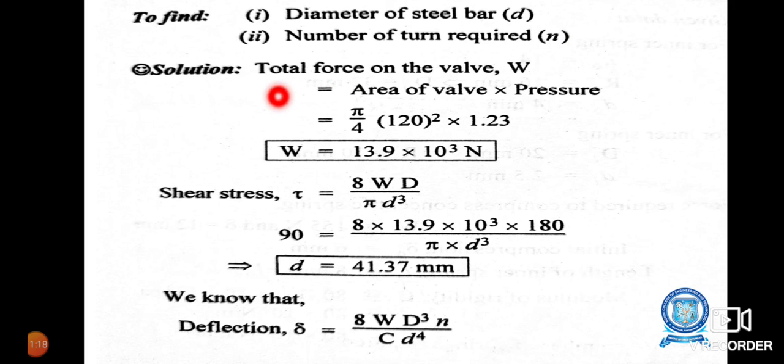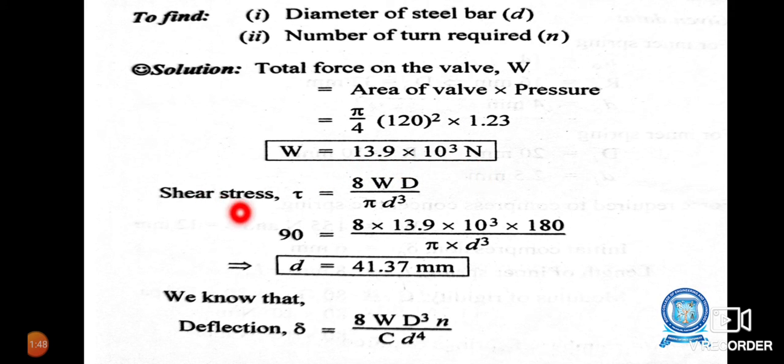Then solution. Total force on the valve W is equal to area of valve into pressure. We apply the area of valve, pi by 4 into d square. The diameter is given, 120 square, into pressure 1.23. So W is equal to 13.9 into 10 power 3 Newton. So we have calculated the force. W is equal to 13.9 into 10 power 3 Newton.